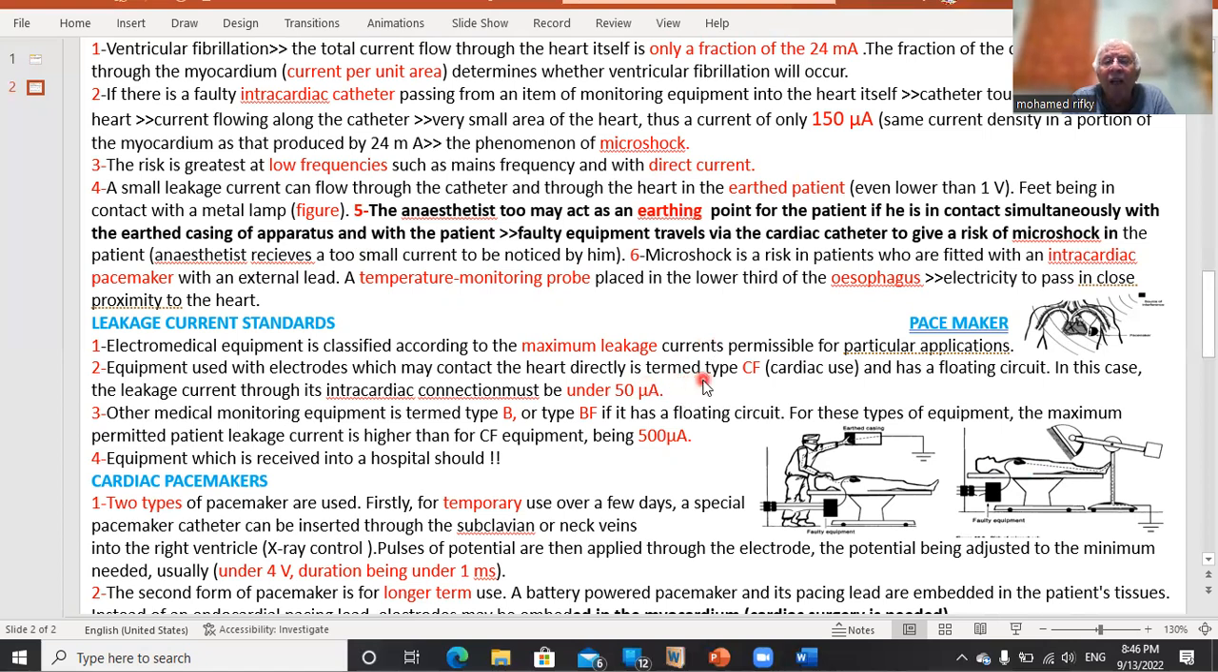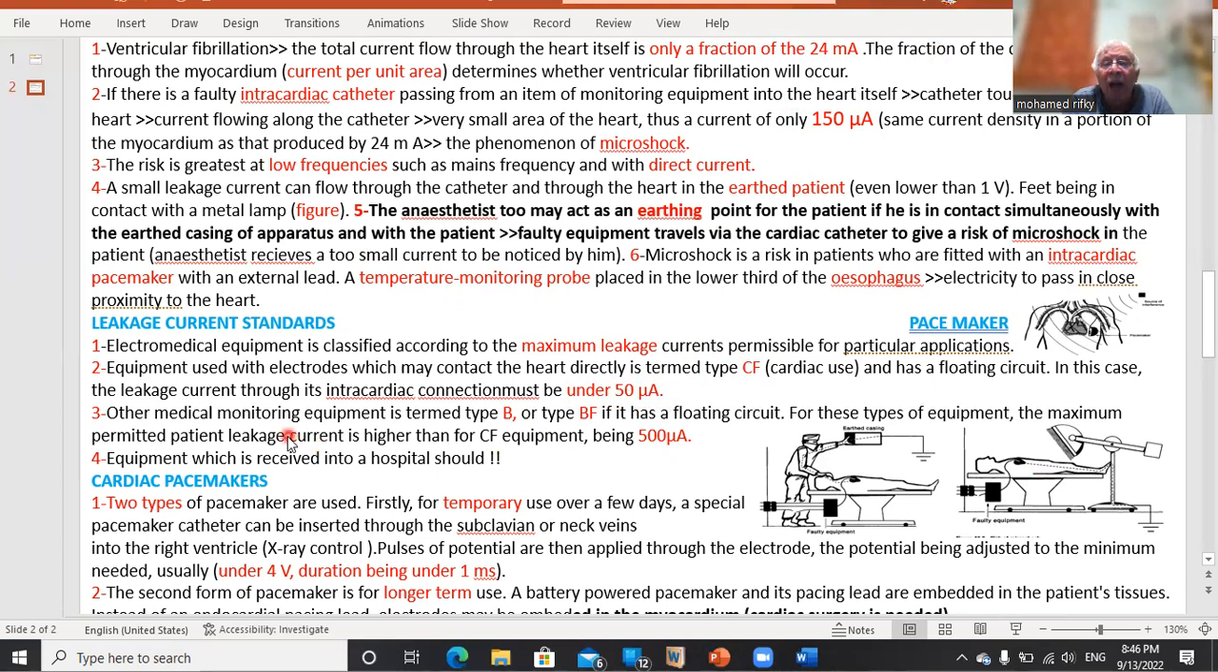So we have two types of equipments. We have equipments being used in cardiac surgery. We call it cardiac floating. I will explain what I mean by floating circuit. This circuit must have a leakage current under 50 microampere. You see, 50 microampere, and we'll never forget the 150 microampere.